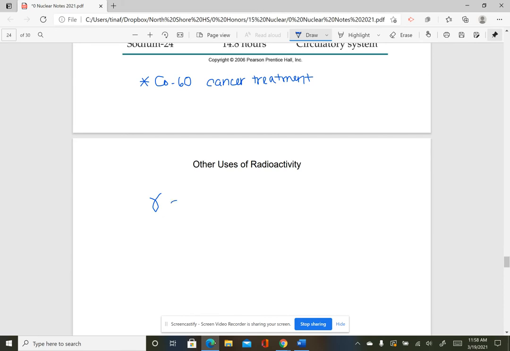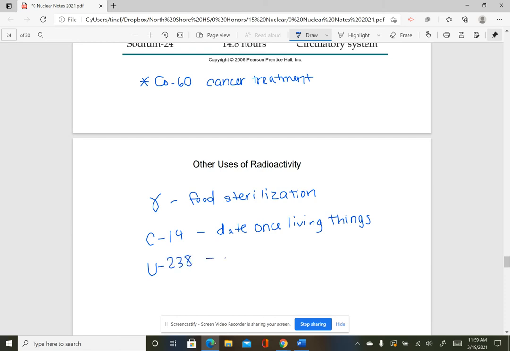So gamma radiation is used in food sterilization. That's pretty cool. Could kill bacteria. Carbon-14, guys, that's used to date once living things. So we can use half-life to figure out how old a fossil is, depending on how much carbon-14 is left in it. Uranium-238 is used to date rocks or geological features.